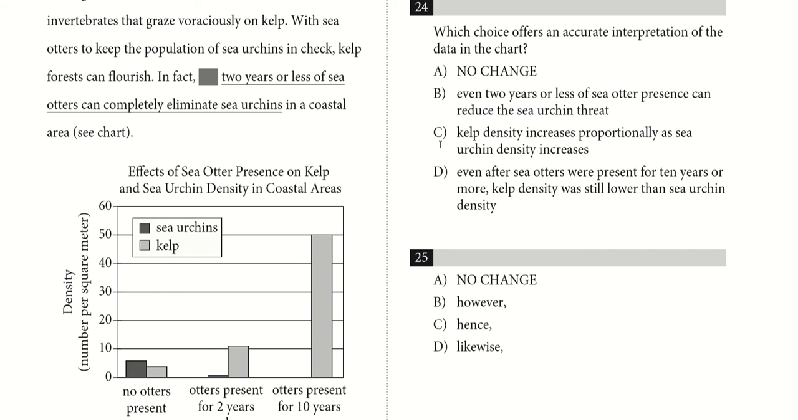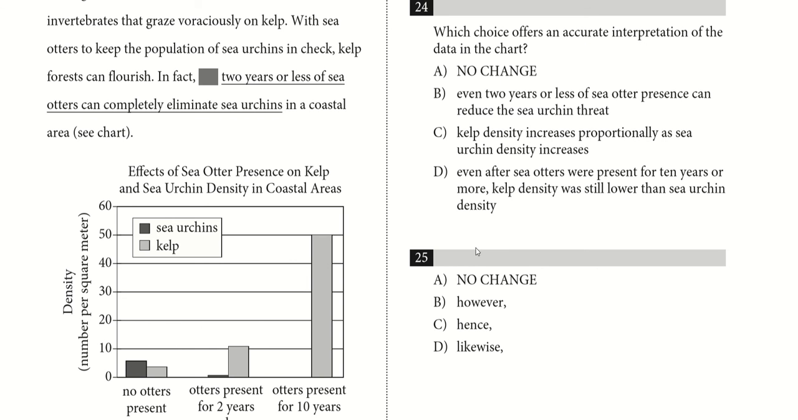C, kelp density increases proportionally as sea urchin density decreases. Well, it's not really obvious that it's the case, and you're not here to calculate that out mathematically. We don't know whether or not it increases proportionally. So this relationship you can't just get from this graph. So C is not going to be an accurate description.